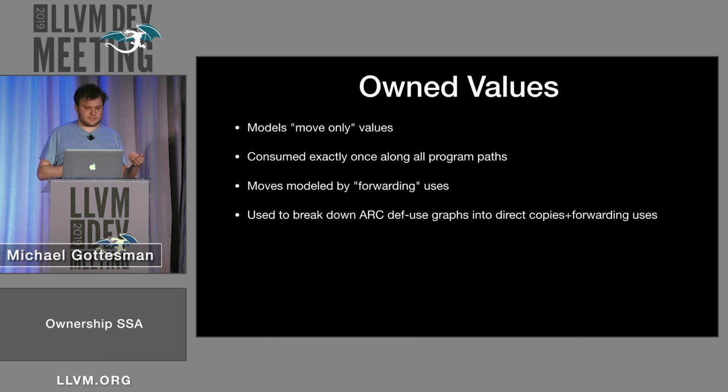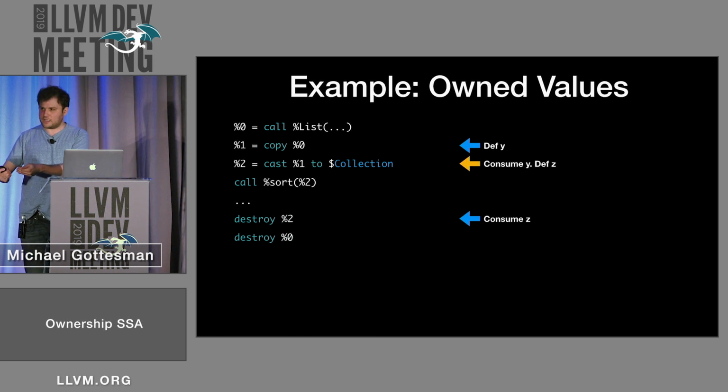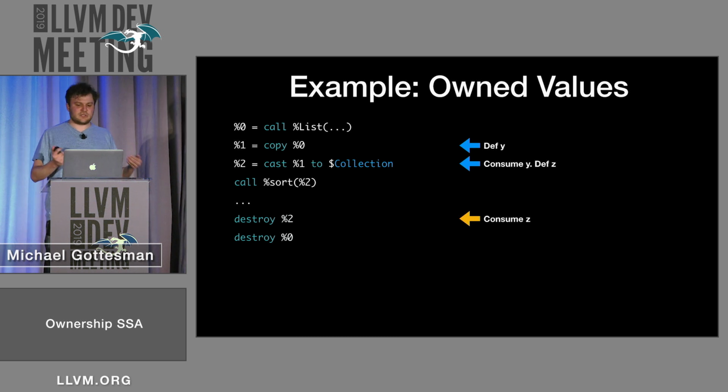To show how an ARC object's def use graph is broken down, let's go back to our OSSA example and break down y's def use graph like we did for x's. First, notice that the def use graph of y is different than x's due to the introduction of a forwarding cast. Specifically, we define y by copying x, then we pass y to our forwarding cast, which consumes y and forwards y into a new owned value z. This forwarding is our move operation. And finally, at the end of the code snippet, z is consumed, ending the underlying object lifetime originally created by y's def.